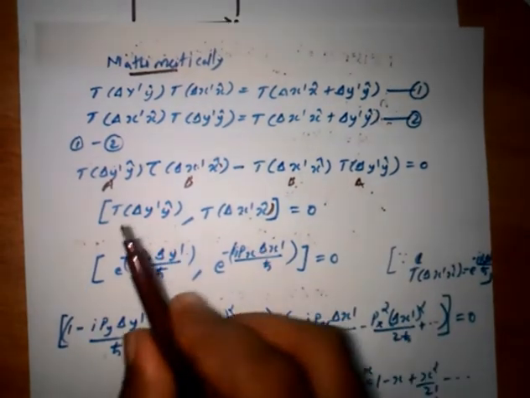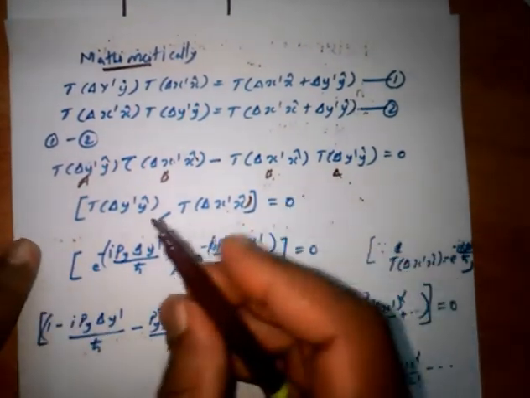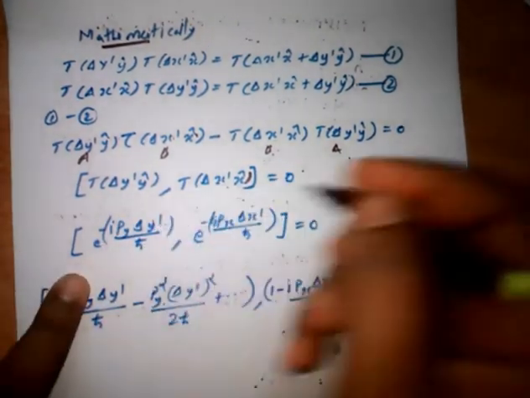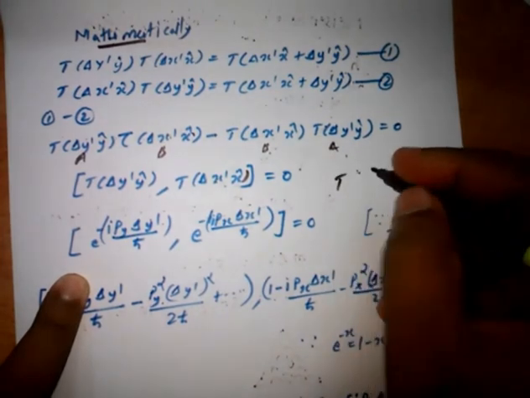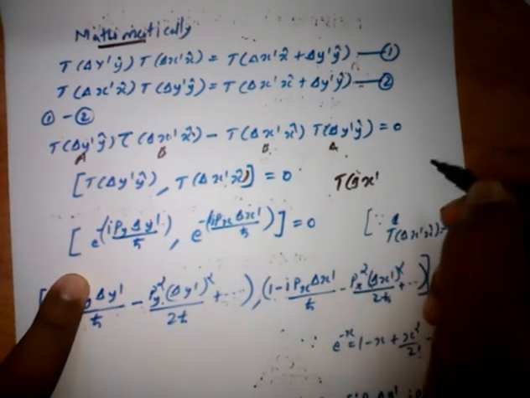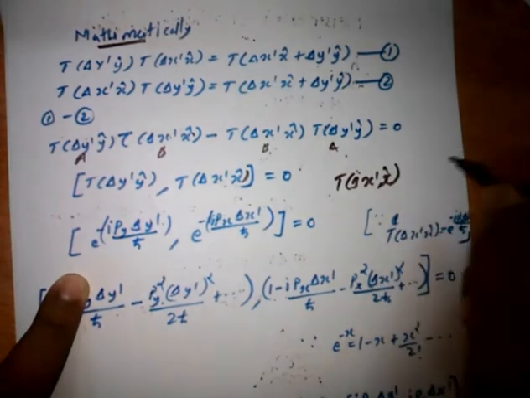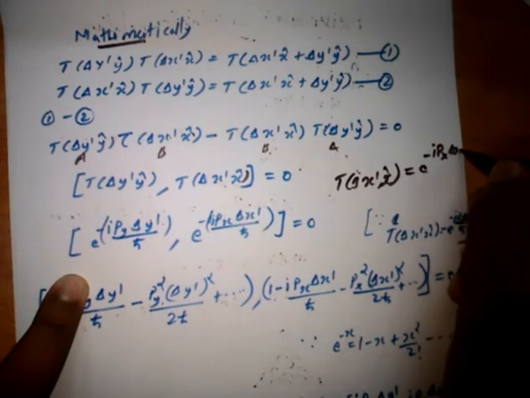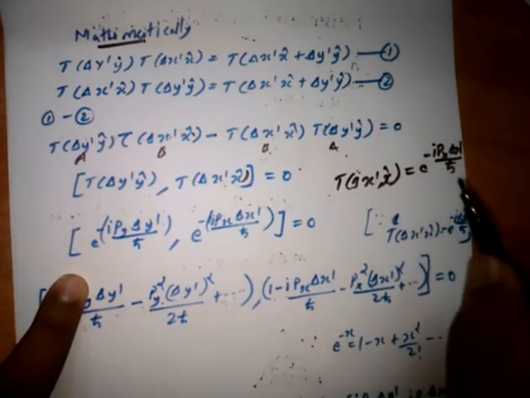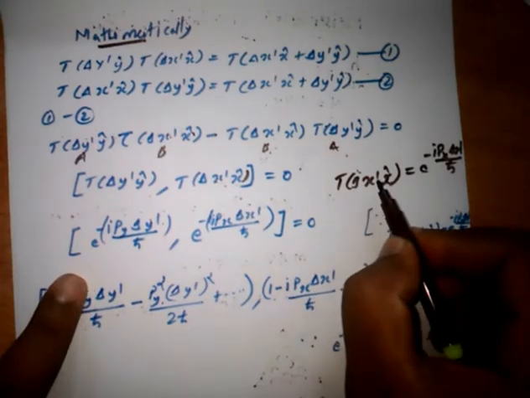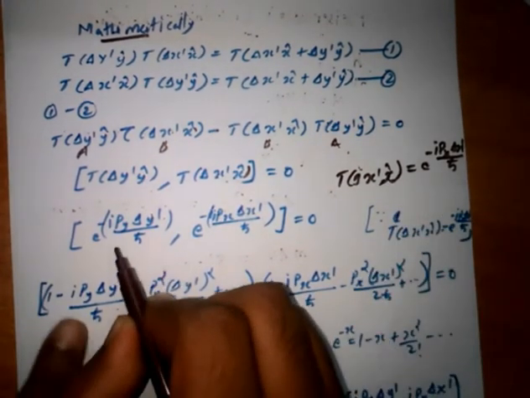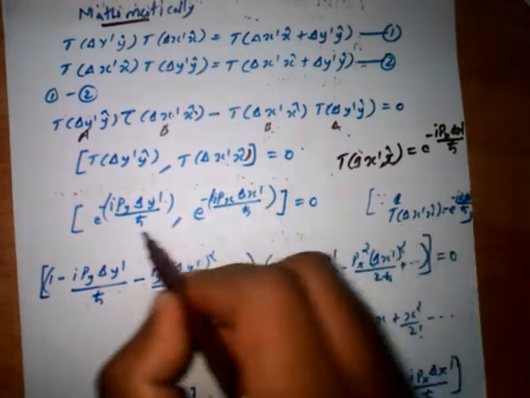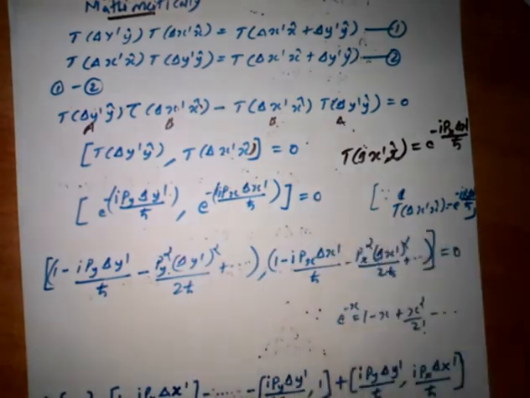In the last class we defined the finite translation operator. T of delta x dash in the x direction is e raised to minus i px delta x dash divided by h cross. The translation operator of delta y dash is e raised to minus i py delta y dash divided by h cross, and the commutator of these two is equal to 0.